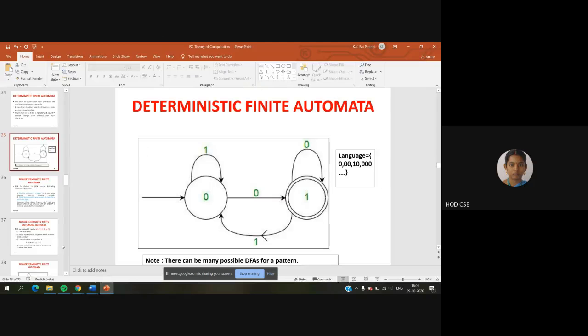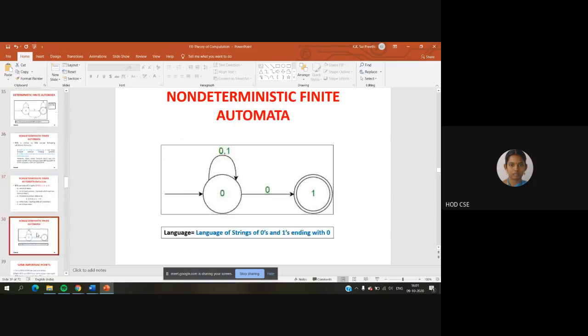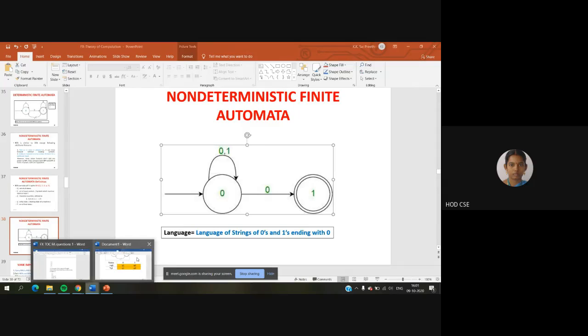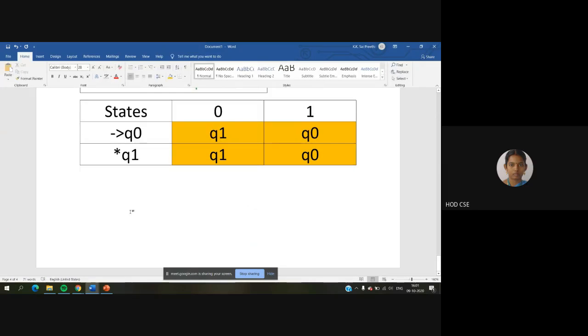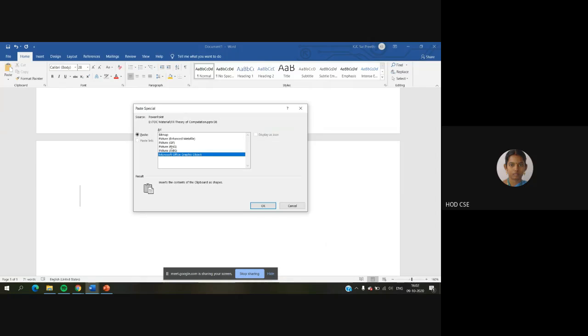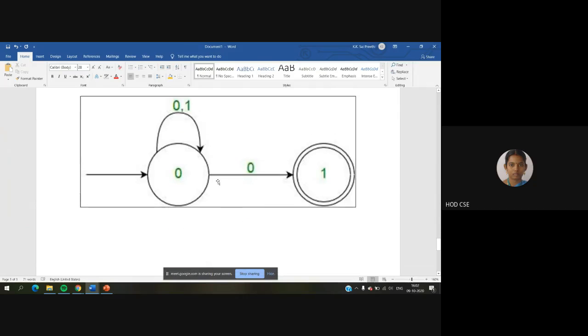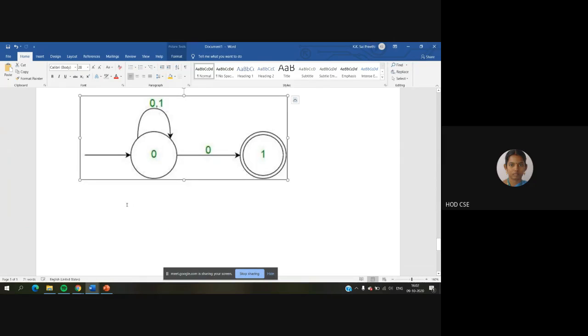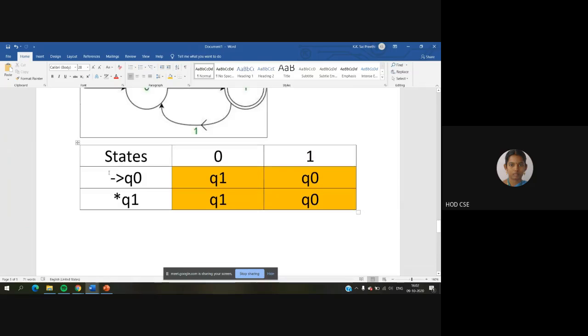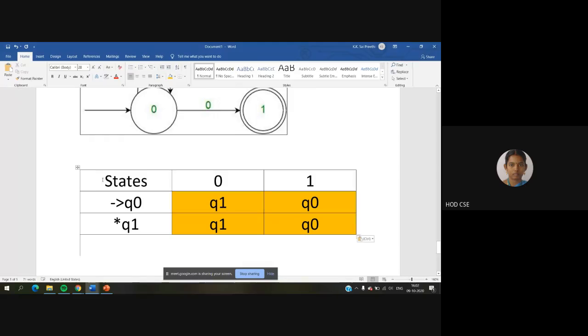But in case of the non-deterministic, it is not the case. For example, this is the non-deterministic diagram. I can represent this by means of the table, then you can understand very clearly. Copy the diagram here. So this is actually the diagram. This diagram again can be represented by means of a table, very similar to the DFA.